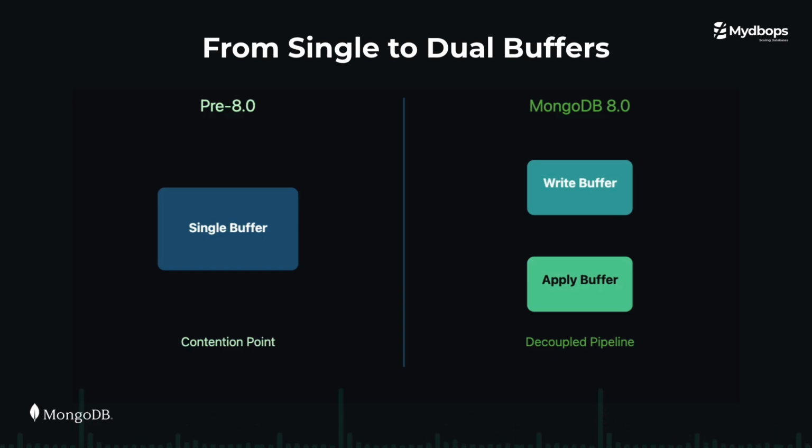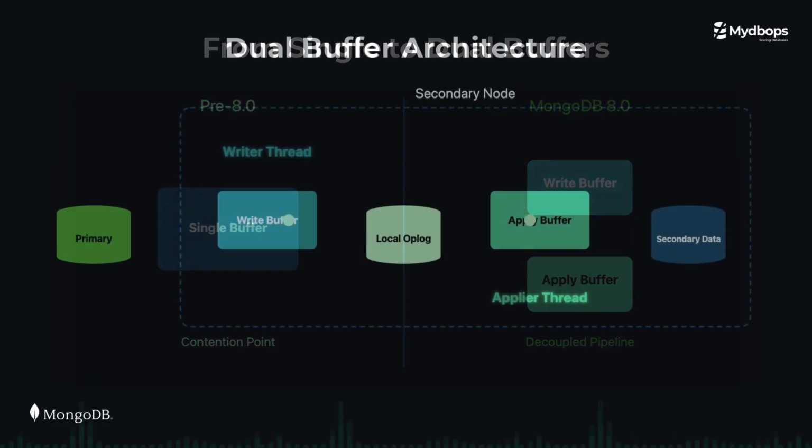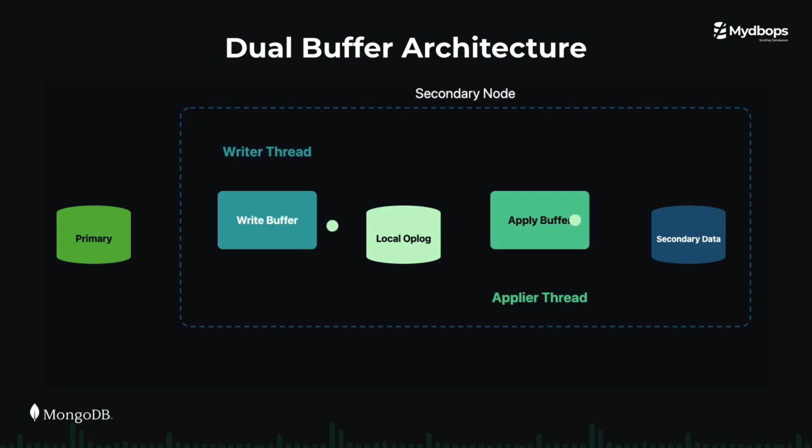They also introduced a dual buffer system. This is key. Dual buffer. Okay, tell me more. So you now have two distinct buffers involved in the process on the secondary. There's a dedicated write buffer. That's where the entries land first, straight from the primary, via the writer thread. And then there's a separate apply buffer. This holds the entries just before the applier thread actually writes them to the database. Okay, write buffer, apply buffer, two stages.